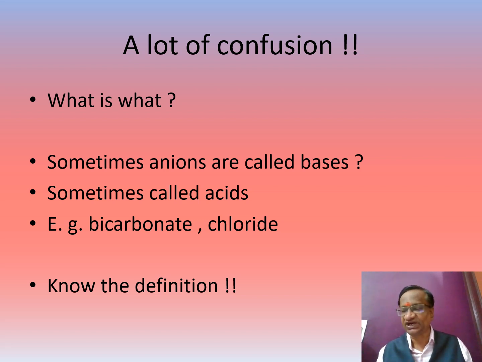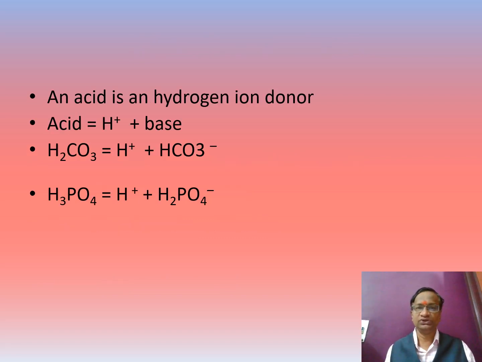Let's know the definition of what an acid is. An acid is a hydrogen ion donor. This is what we should know. For example, if you put an acid in solution, it will give hydrogen ion. It's a hydrogen ion donor, plus a base.